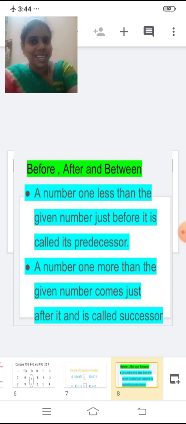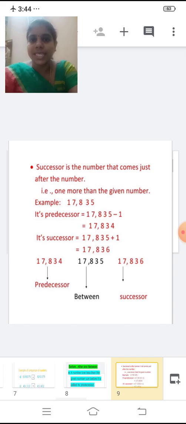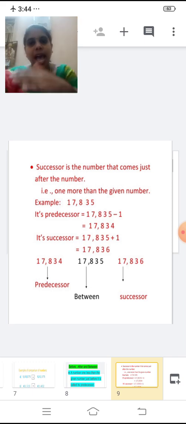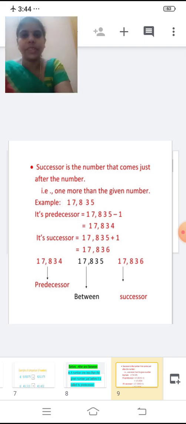Now shall we see what is successor? Yes. Successor is a number that comes just after the given number. That is called successor. That means one more than the given number. One more than the given number is the successor of the number. Shall we see some examples of predecessor and successor? Yes. Now we'll see one example.